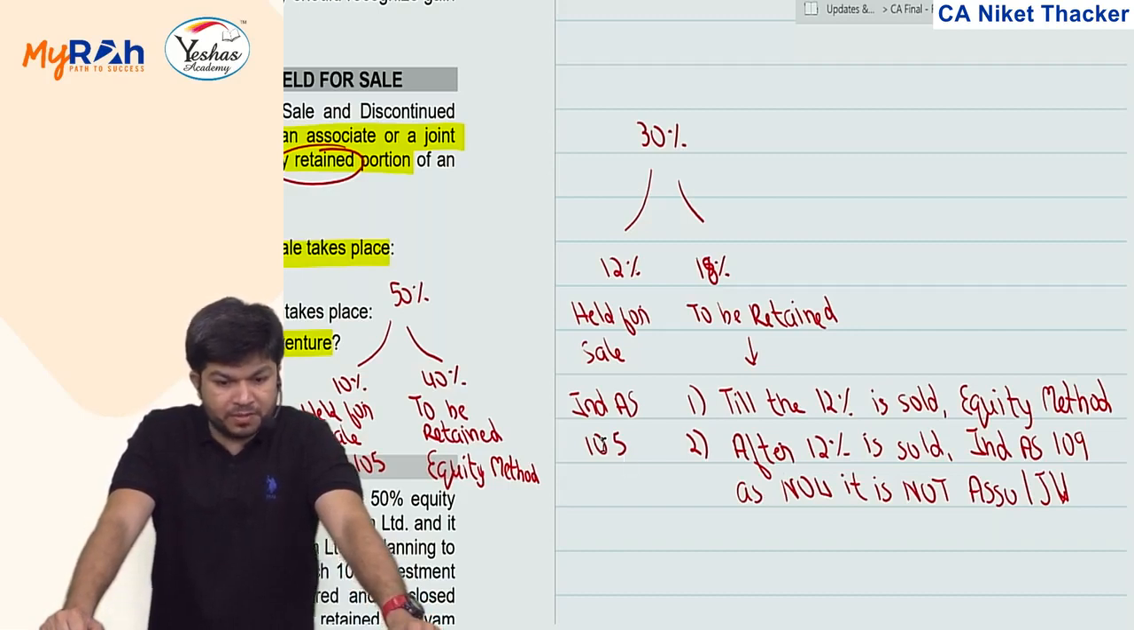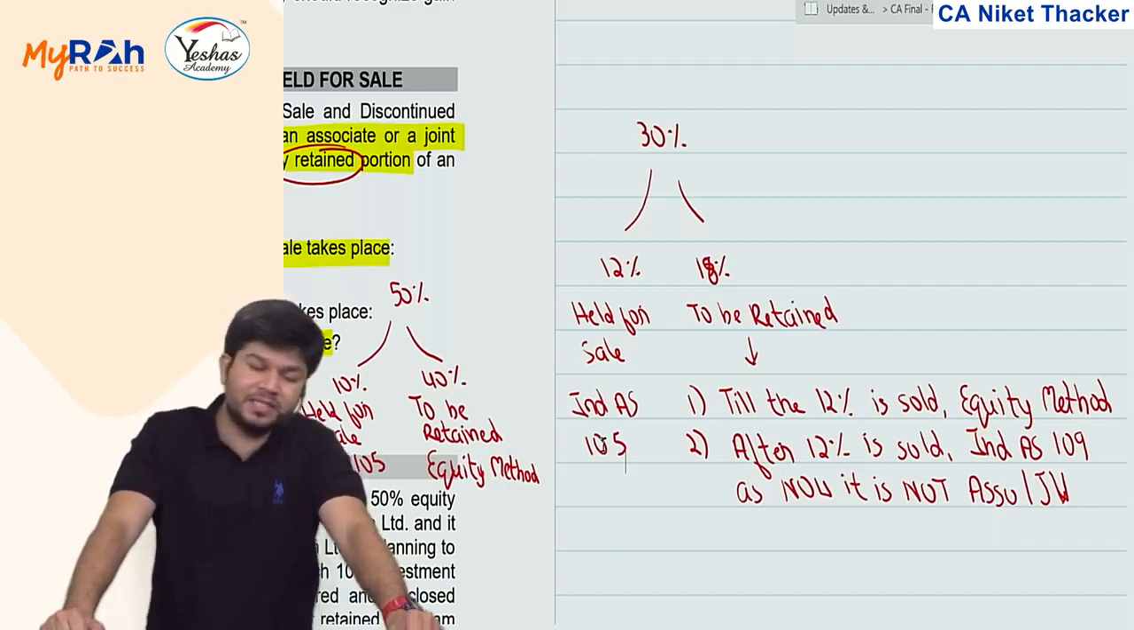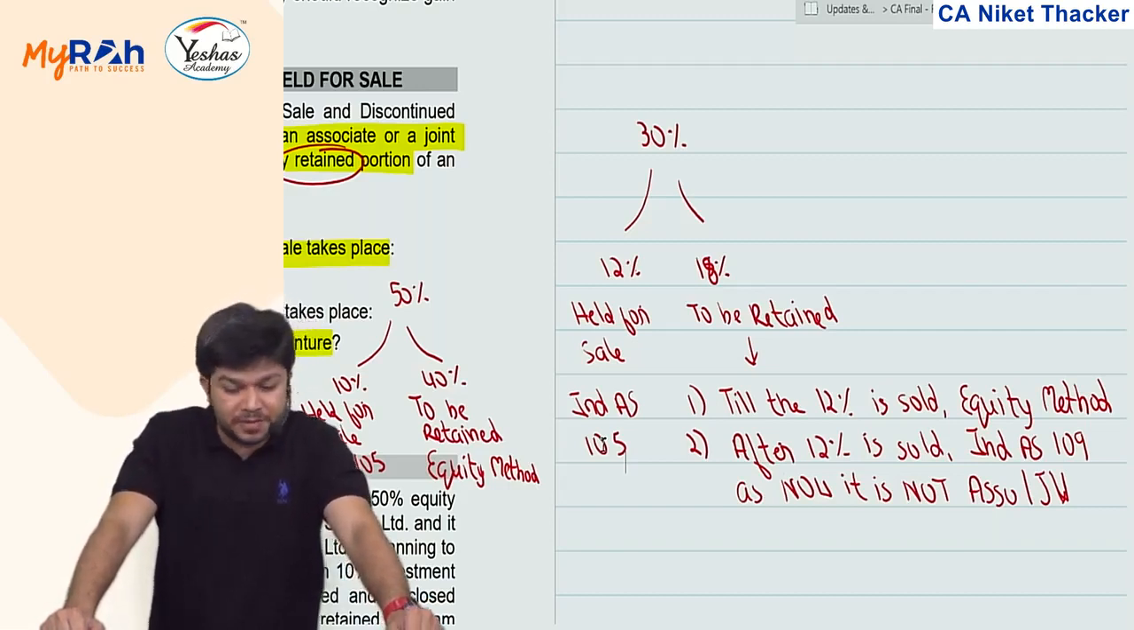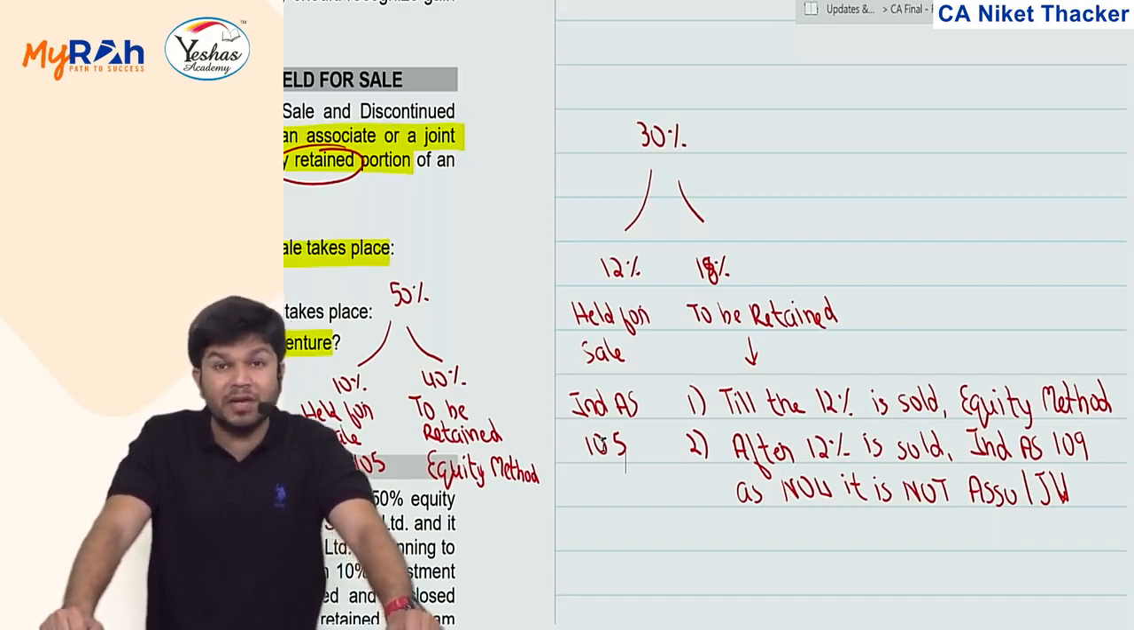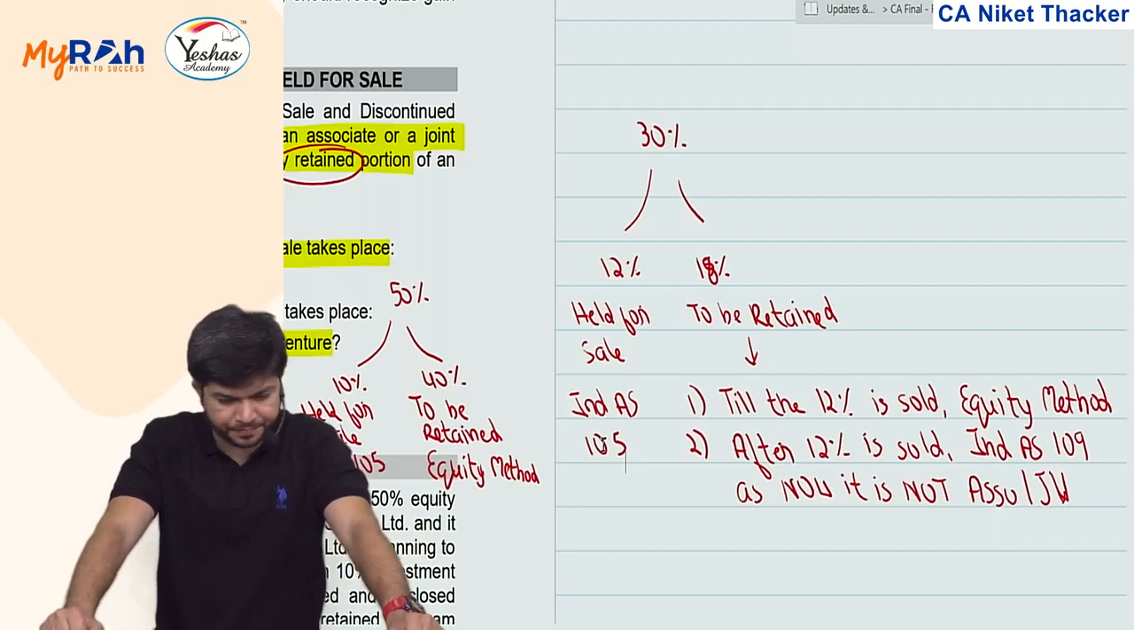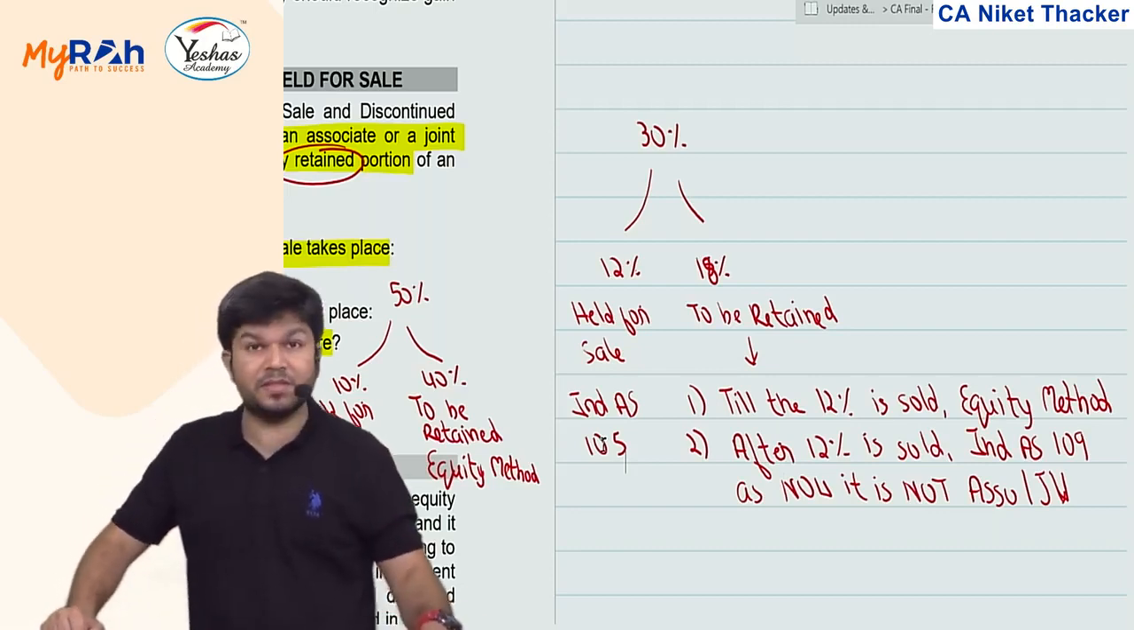So the 12% which is held for sale is accounted as per 105. The remaining 18%, which is to be retained till you sell the 12%, equity method. Once the 12% is sold, now it's 18%. It's not an associate or JV, account as per 109. This is what is written.